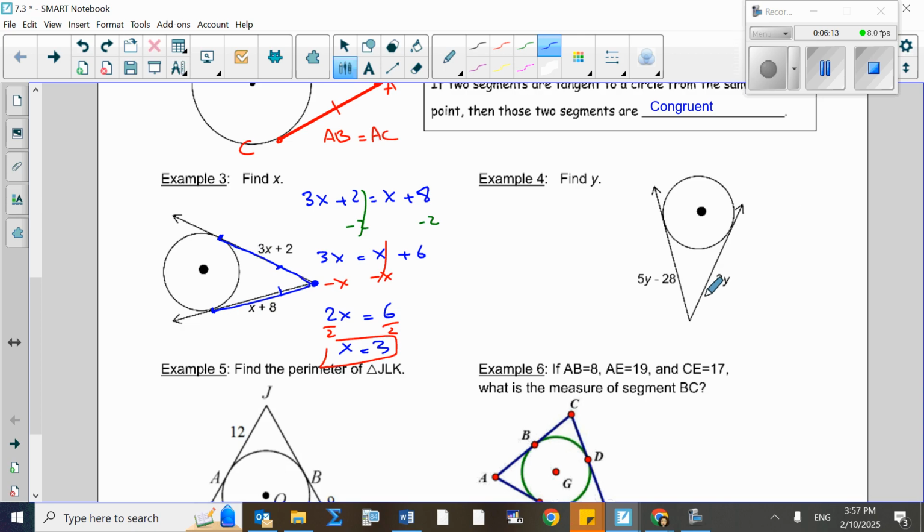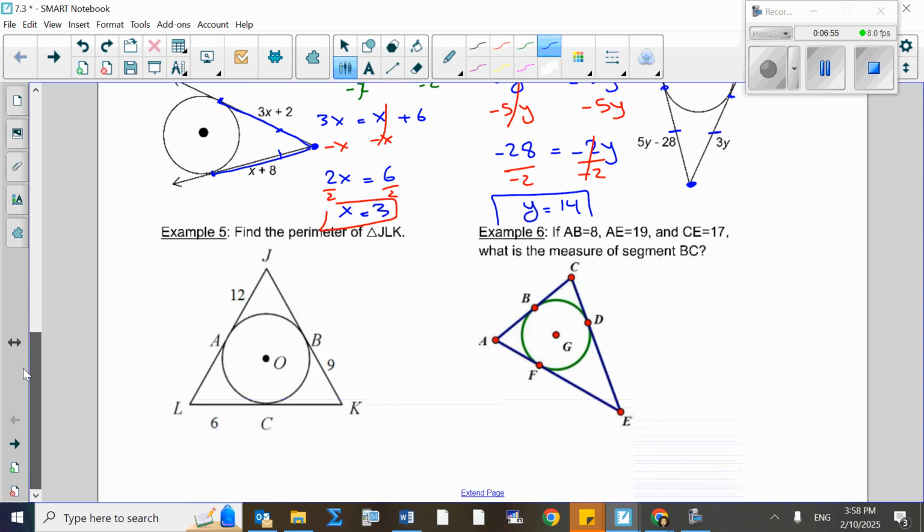Let's do the problem here. Again, one point outside of the circle, and we have two tangent lines. These two lines are equal to each other. 5y minus 28 is equal to 3y. So I can subtract 5y from both sides. On the left side, I have negative 28. On the right side, I have negative 2y. Now, divide both sides by negative 2. They cancel. And y is equal to 14.